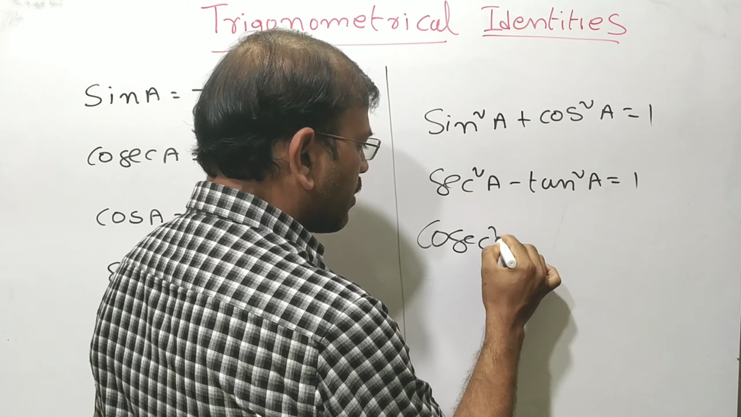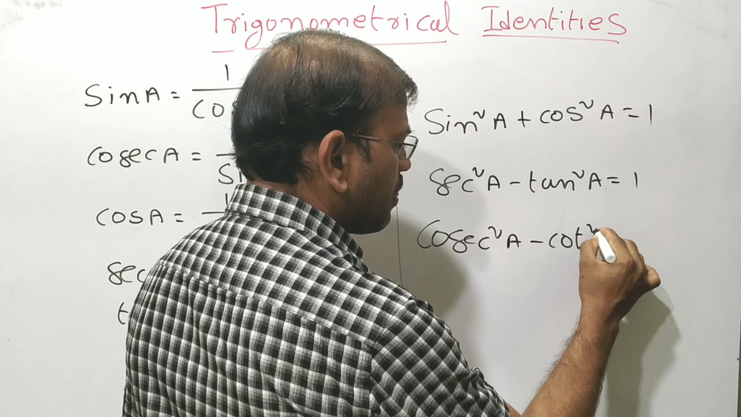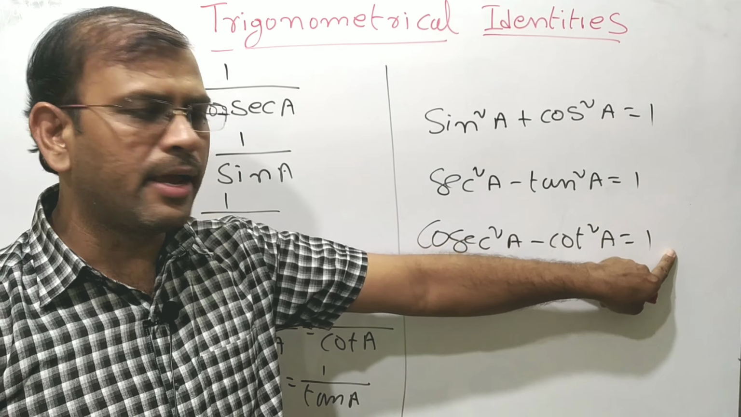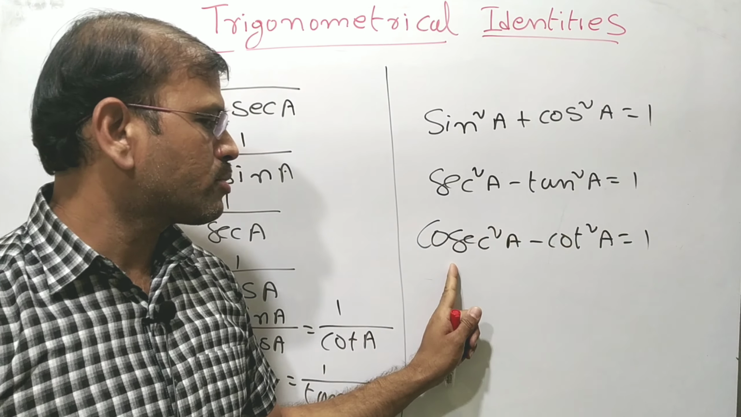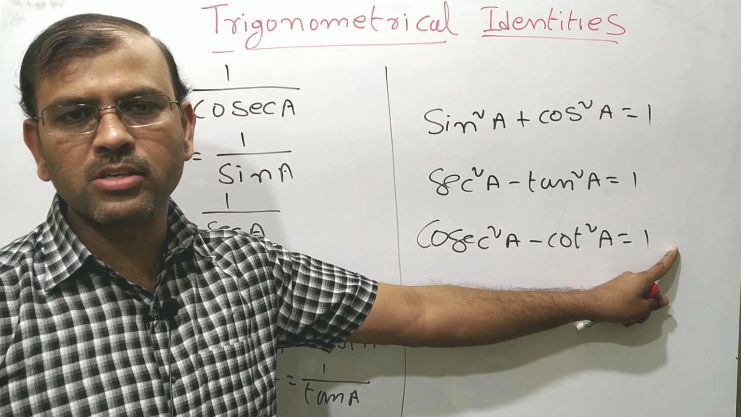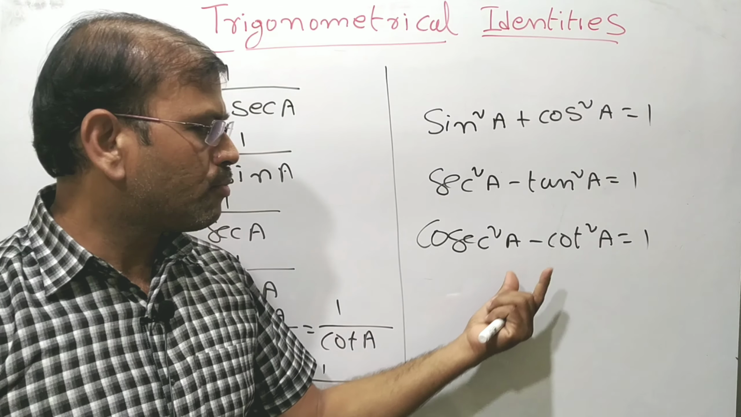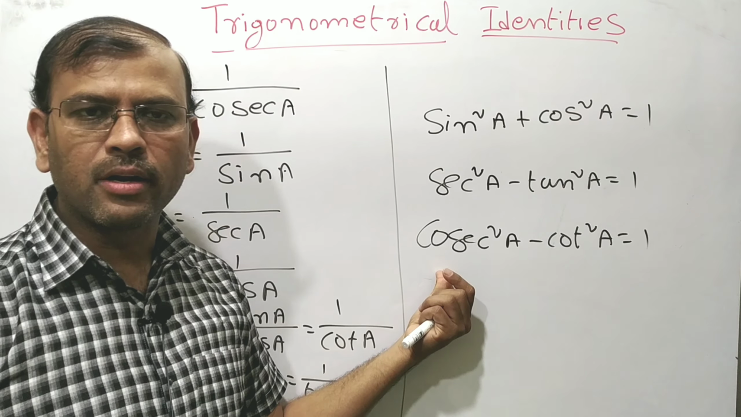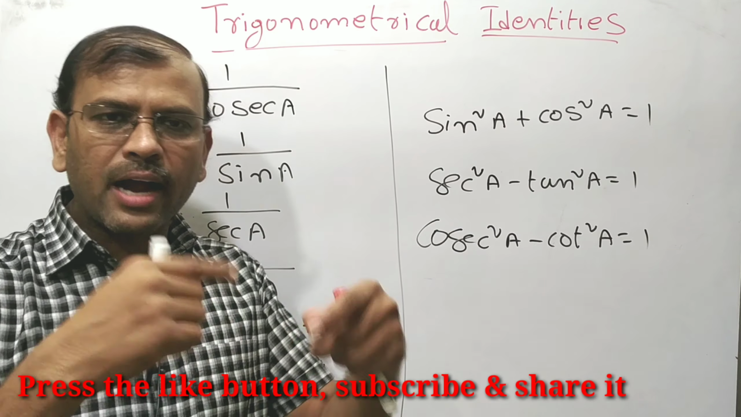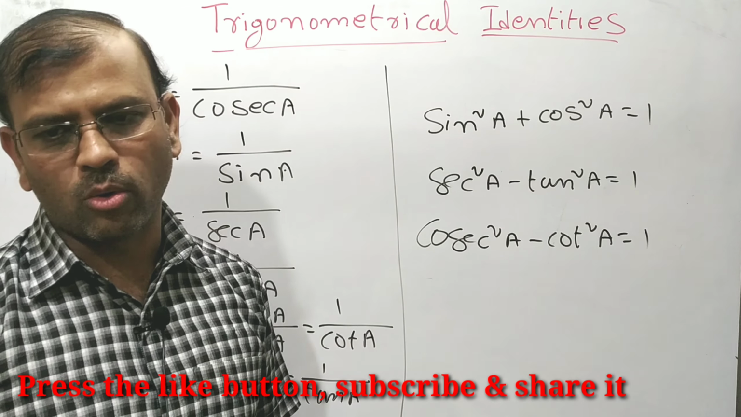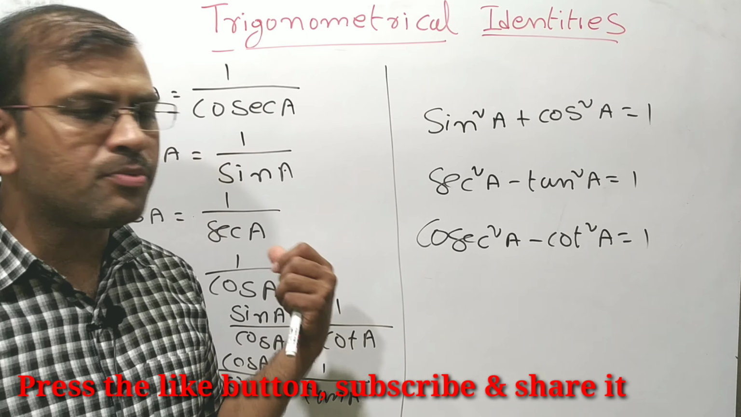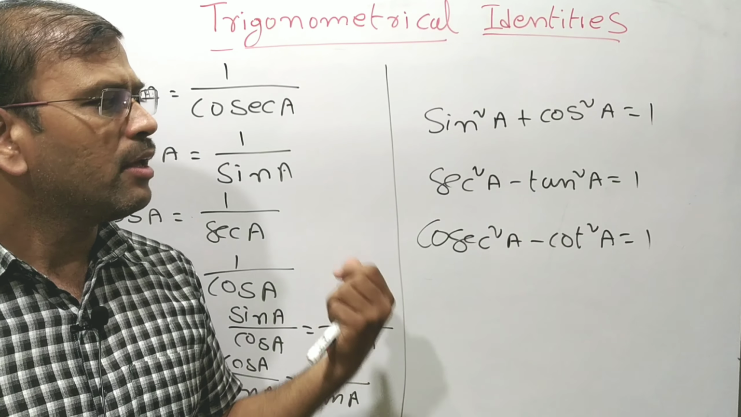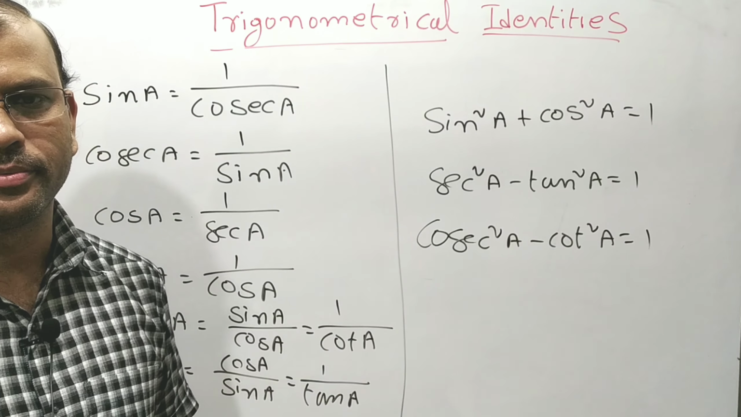Next one is cosec square A minus cot square A equal to 1. If I take this minus cot square A to the other side, then I will get cosec square A equal to 1 plus cot square A. So another formula is what? Cot square A equal to cosec square A minus 1. So the same formula, according to our convenience, we have to rotate it. Now I will explain a few sums. Then after that, you will be able to understand better.